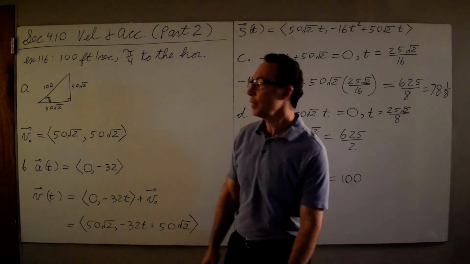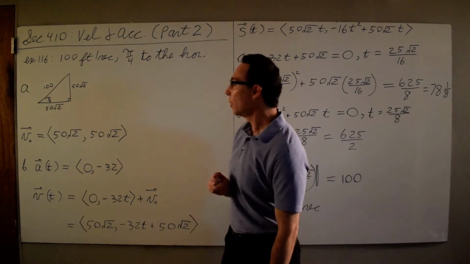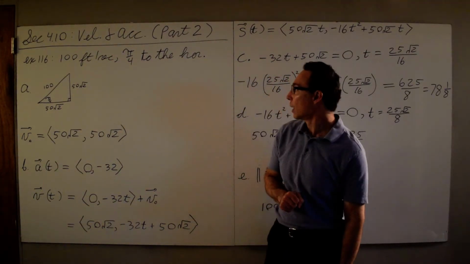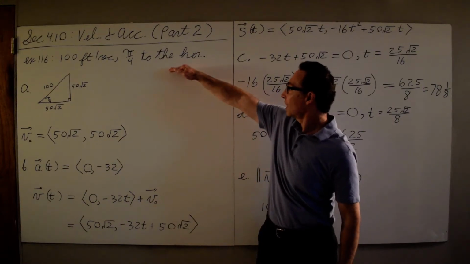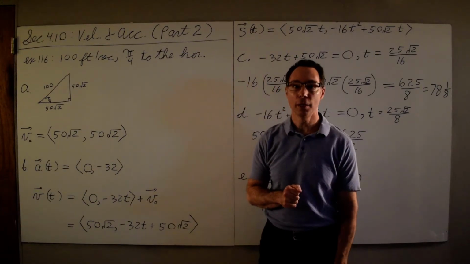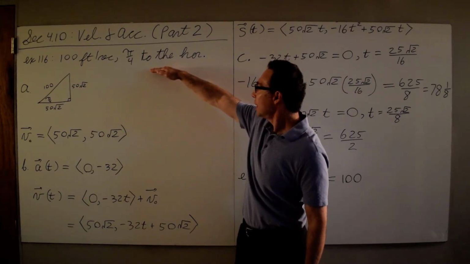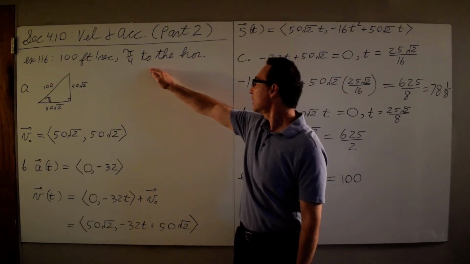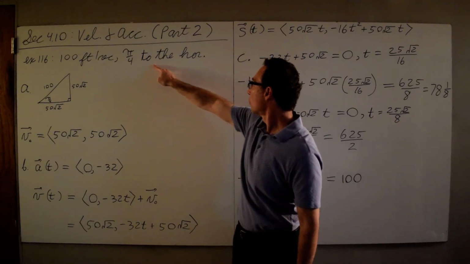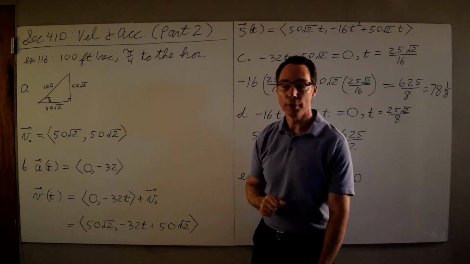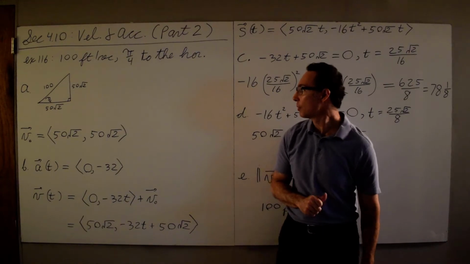This is the second video on section 4.10, velocity and acceleration vectors. So we're going to look at example 116. We've launched an object from the ground at a speed of 100 feet per second at an angle of pi over 4 with the horizontal, and the only force acting on the object is gravity.